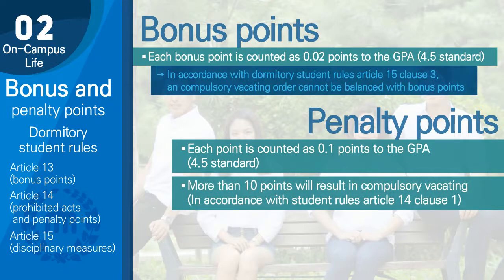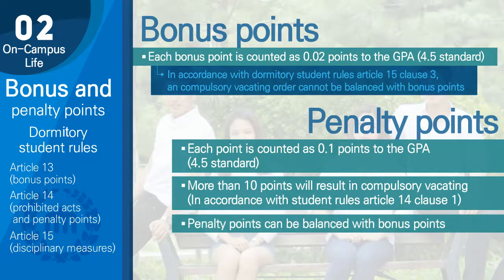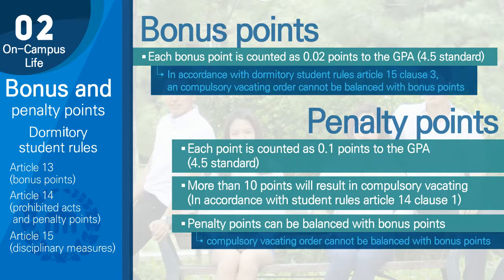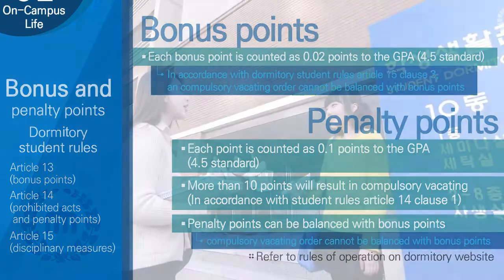Also, more than 10 penalty points will result in compulsory vacating order. Once again, you can balance your penalty points with bonus points, but you cannot balance a compulsory vacating order with bonus points. You can refer to Rules of Operation on the dormitory website for details.